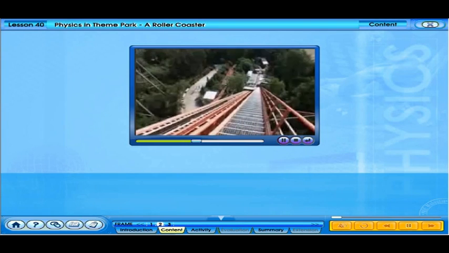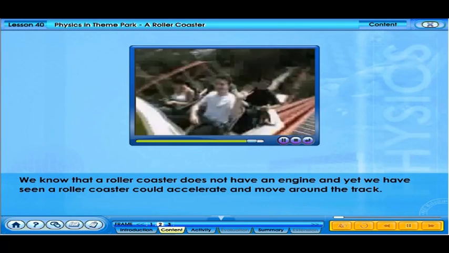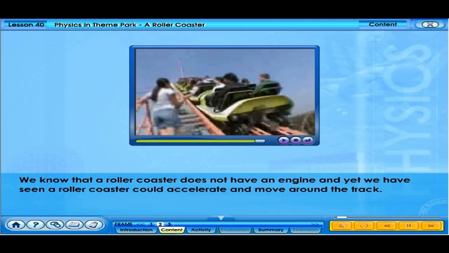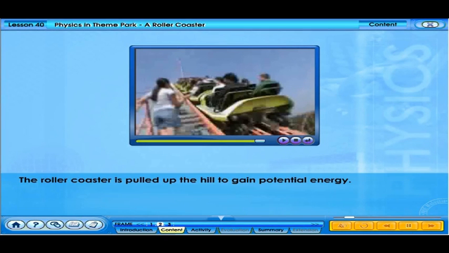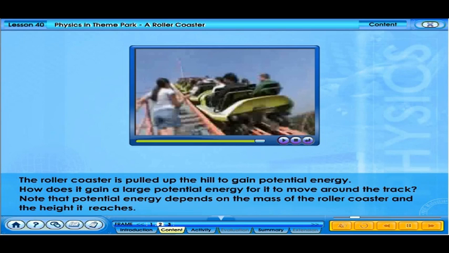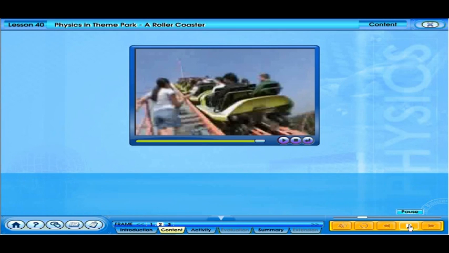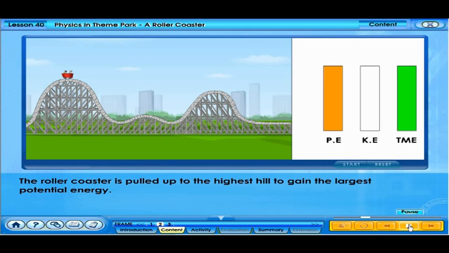Let's observe the situation. We know that a roller coaster does not have an engine, and yet we have seen a roller coaster could accelerate and move around the track. Where does the roller coaster get the energy to move? The roller coaster is pulled up the hill to gain potential energy. How does it gain a large potential energy for it to move around the track? Note that the potential energy depends on the mass of the roller coaster and the height it reaches. The roller coaster is pulled up to the highest hill to gain the largest potential energy.